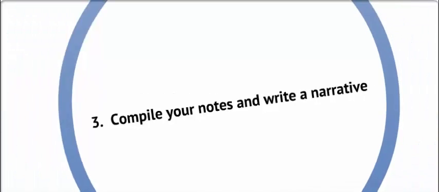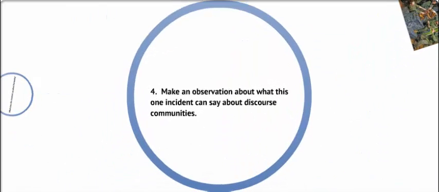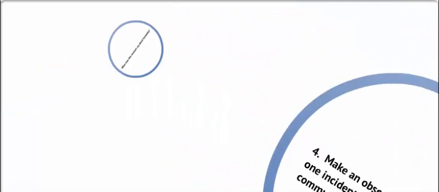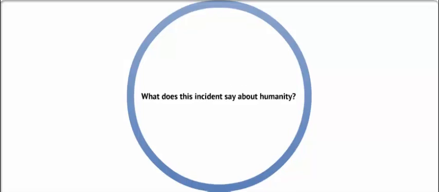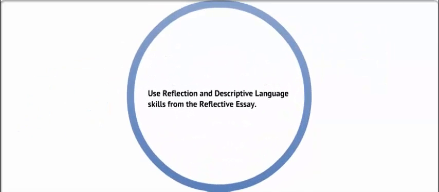Then I want you to make an observation. I want you to look at this incident, and I want to know what you think it says about the discourse communities that these actors are involved in. What inferences can you draw from this situation? What does it say about humanity, the human condition? I want you to use your reflection and descriptive language skills from the reflective essay to make a statement about culture, our culture, the participants' culture, just culture in general. How do people get along?